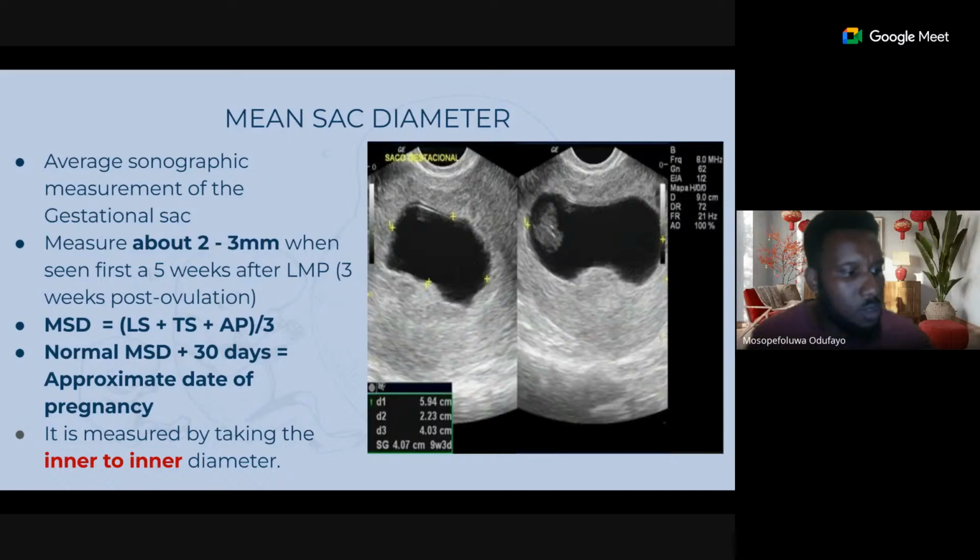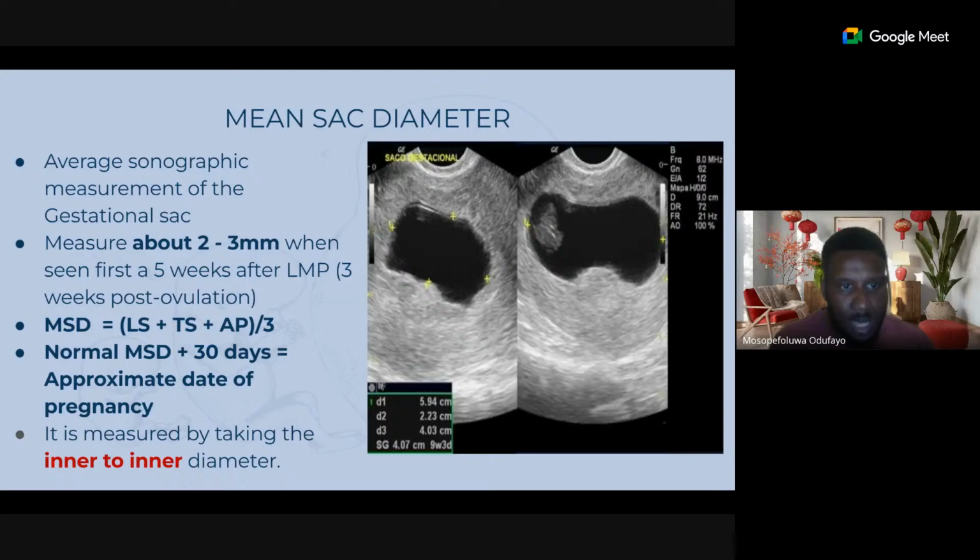Now let's talk lastly on mean sac diameter. Mean sac diameter is an average sonographic measurement of the gestational sac. Note this, an average sonographic measurement of the gestational sac. Usually it measures about 2 to 3 millimeters when first seen, maybe around 5 weeks after the LMP, around that period when you're probably seeing the IDSS, intradecidual sac sign.